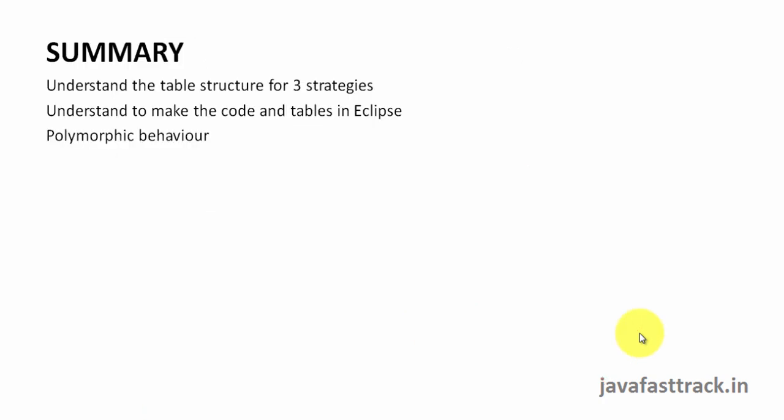At the end of this class we understood that we have three kinds of structures or strategies for Hibernate. We understood how to do the coding for inheritance mapping. It's very easy to do with annotations. Also we should realize that when you do get operations, you will get polymorphic behavior.